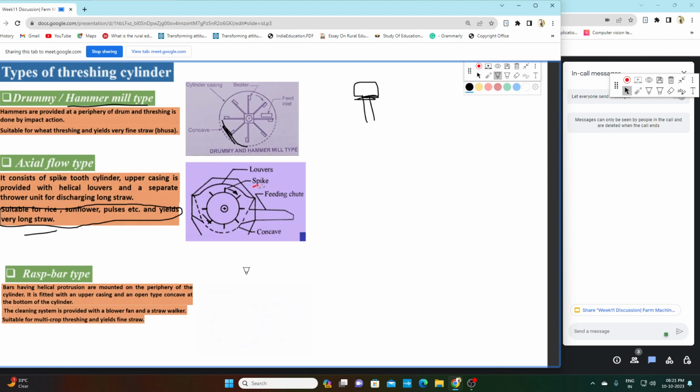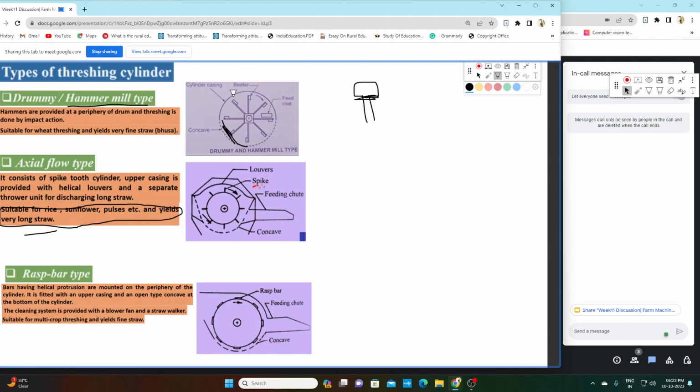Then the rasp bar type thresher. In the rasp bar type, again we are replacing spikes with bars. These bars are called rasp bars. Bars having helical protrusions are mounted on the periphery of the cylinder. It is fitted with an upper casing and an open type concave at the bottom of the cylinder. Same thing, no need to explain. The cleaning system is provided with a blower fan and a straw walker, suitable for multi-crop threshing and yields very fine straw. So that is all about rasp bar threshing.